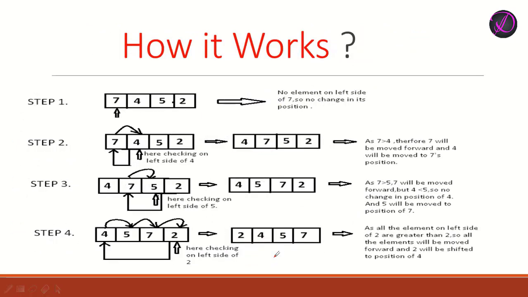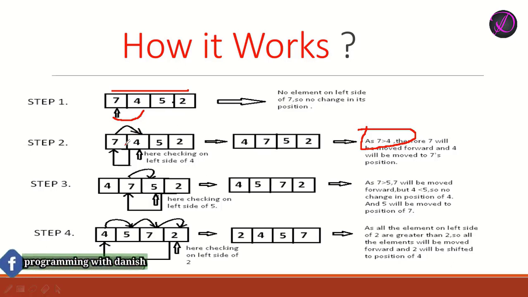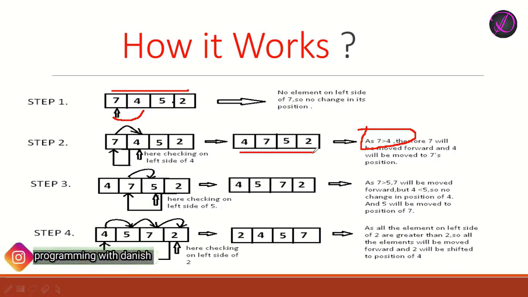So now we see how it works. This is a list of unsorted elements: 7, 4, 5 and 2. First we compare 7 and 4. Because 7 is greater than 4, as you see here, we will swap both the elements. 7 goes to the 4th position and 4 goes to the 7th position, and now we get this list: 4, 7, 5 and 2.